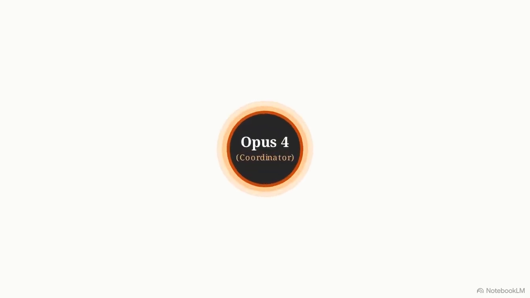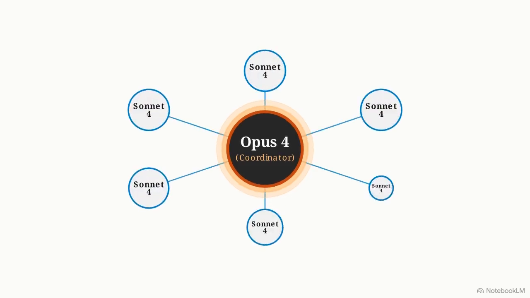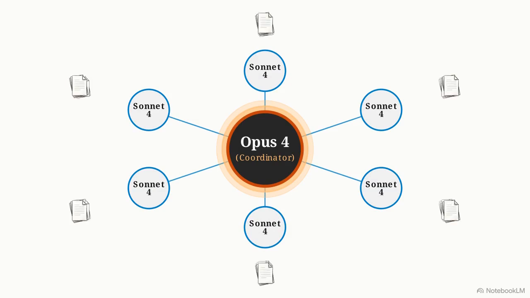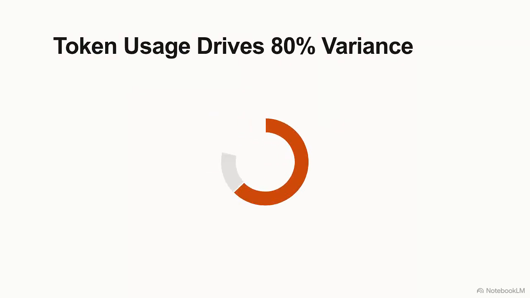This requires a precise split in model deployment. A powerful reasoning model, like Opus 4, sits at the center to act exclusively as the lead coordinator. The coordinator then spins up cheaper, faster models, like Sonnet 4, to operate as subagents and handle the high-volume search and processing legwork.